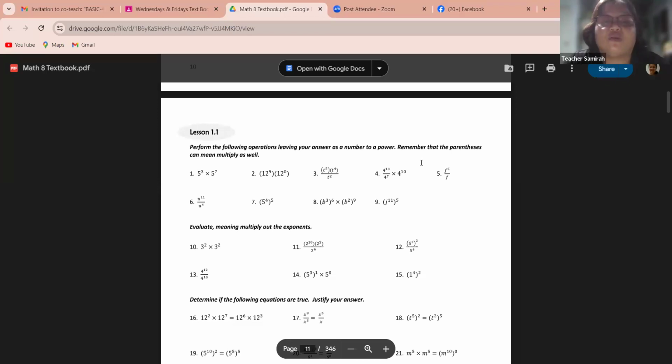Okay, how about number 2? What will be your answer for number 2? 12 with a power of 9. Very good. 12 with the power of 9. Because if you look at it, 12 with the power of 0 is actually 1, right? But if you really wanted to know, you can add 9 and 0. The answer will also be 9. That is why 12 with the power of 9 is the correct answer.